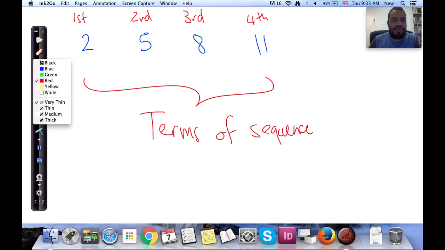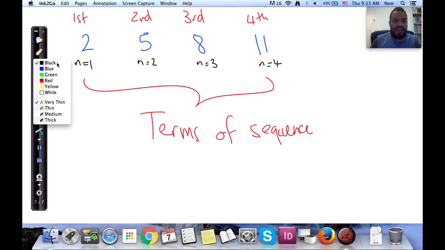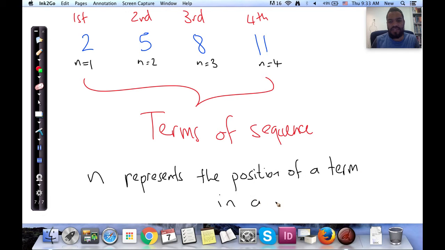Each of these terms corresponds to a certain position. I'm going to say n equals 1 over there, n equals 2 over there, n equals 3 over there, and n equals 4. So when we speak about n for our terms, n represents the position of a term in a sequence.